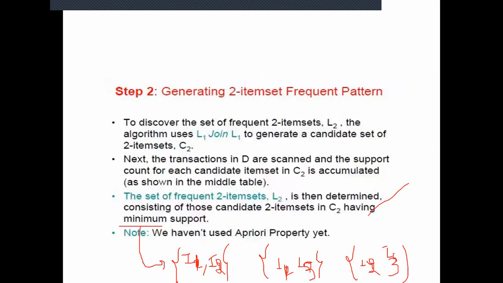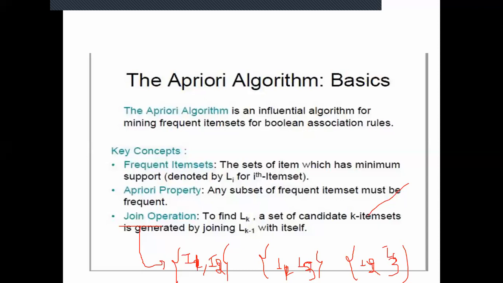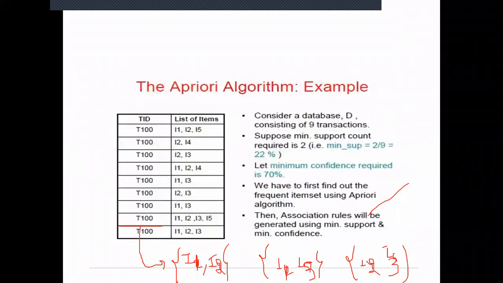Okay, so this thing is called the Apriori property. So what is that property that I had missed last time? That any subset of a frequent item set must be frequent. That means if you want I1, I2, I3 to be frequent, then all the subsets of that should also be frequent. If any subset of that is not frequent, I won't be taking that as a frequent set. Is it clear?